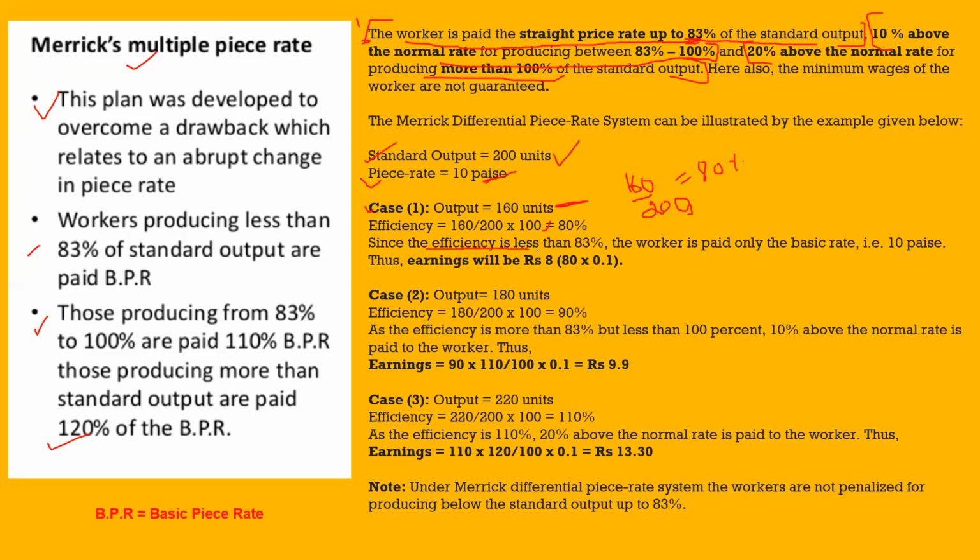Since the efficiency level is less than 83%, the worker is paid only on the base rate. Only on the base rate, that is 10 paise. Thus, the earning is 8 rupees. Earning will be 8 rupees because 80 into 0.1, that is 10 paise. 80% of 0.1 is 8 rupees.